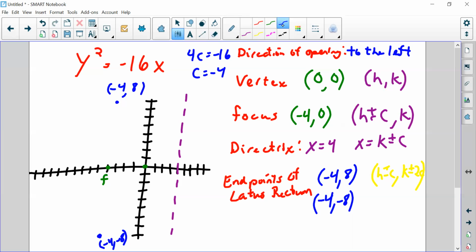So the shape of our graph here is a pretty wide parabola opening up to the left. And that's my graph. Okay, questions over those?